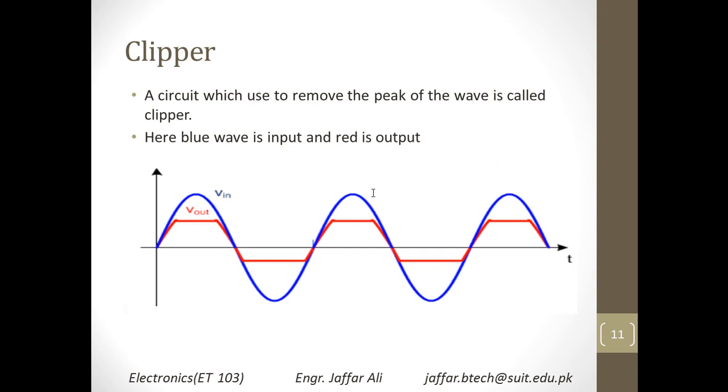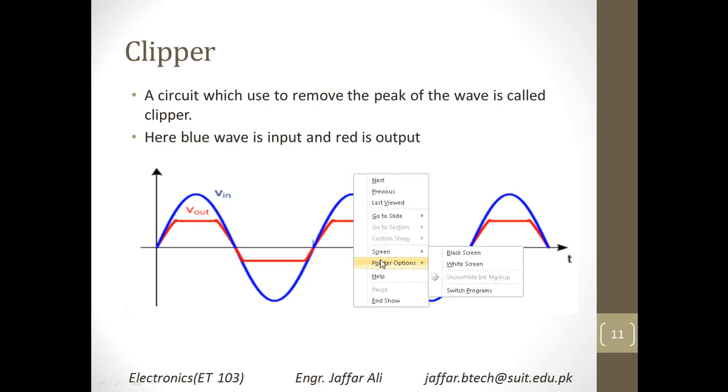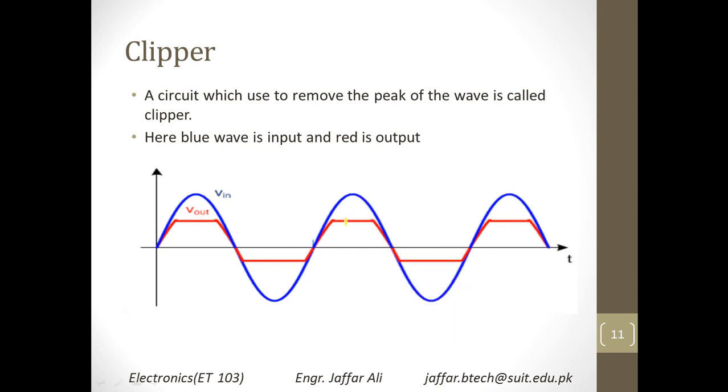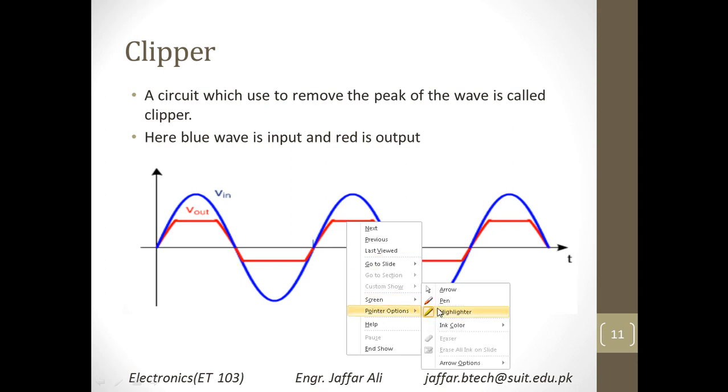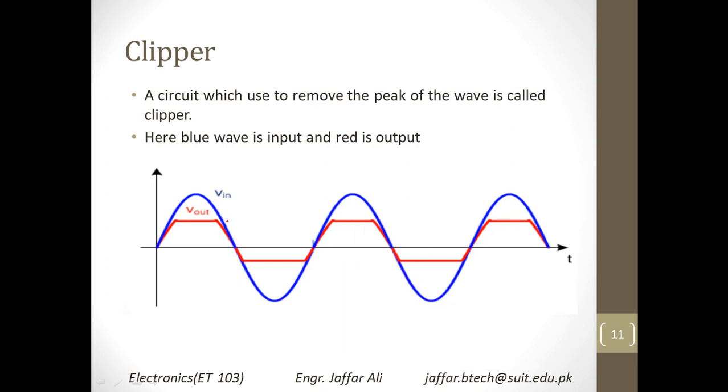Now let's start with the next topic, that is the clipper. A clipper is basically a circuit that is used to clip out the peaks or the maximum values. In most circuits we do not want to use these peaks, because they are dangerous to our electronic devices that are very sensitive. So to clip them out, we have to perform some kind of operation, and the circuit that performs that operation is basically known as a clipper.